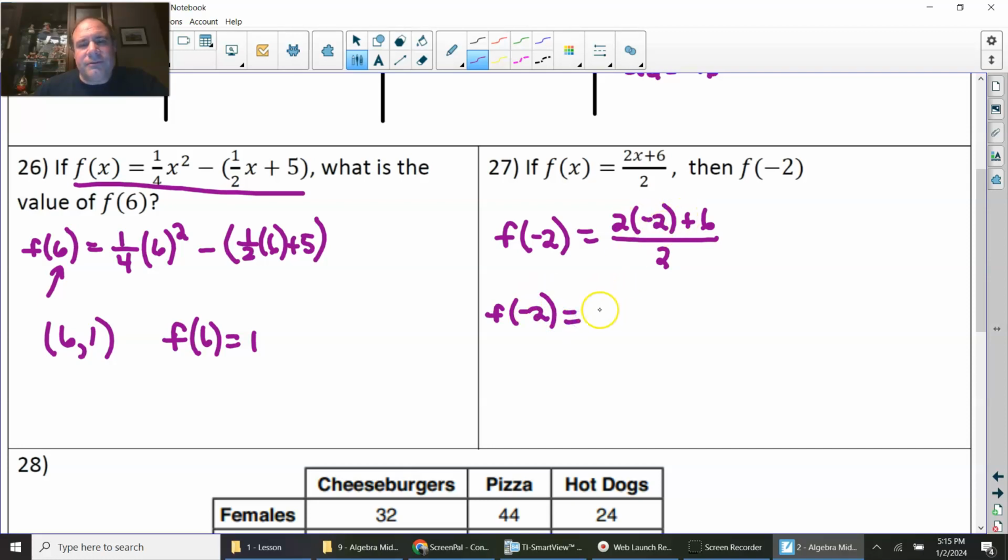2 times -2 is -4. -4 plus 6 is 2. 2 divided by 2. F of -2 should be equal to 1, according to my calculation.